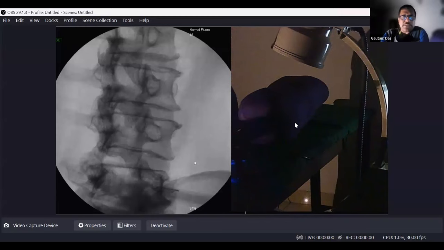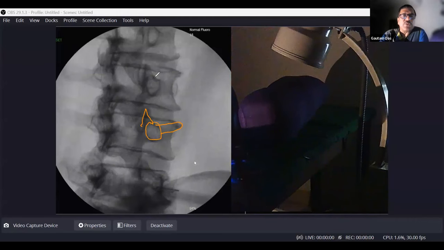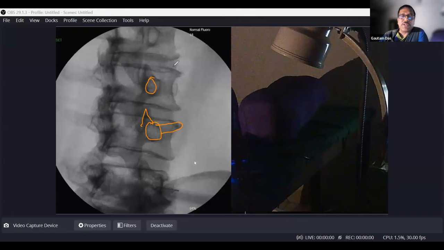So this is your superior articular process. This is your transverse process. This is one pedicle. This is another pedicle. Several procedures can be done with this Scottish dog view. The World Institute of Pain has a very good tie or scarf which has the Scottish dog image printed on it, because the Scottish dog image is so important. With this image, you can do several procedures together.